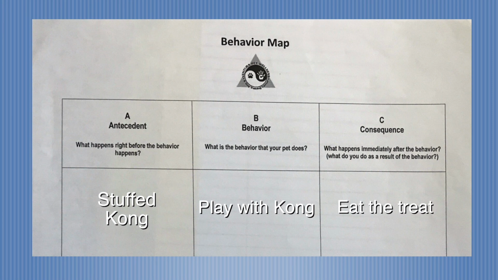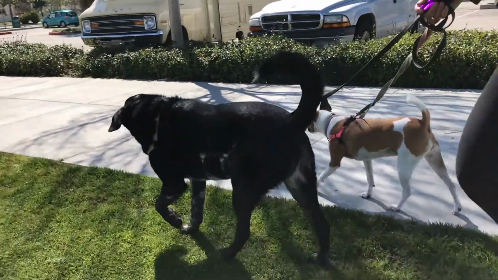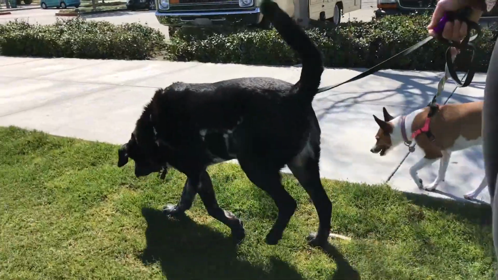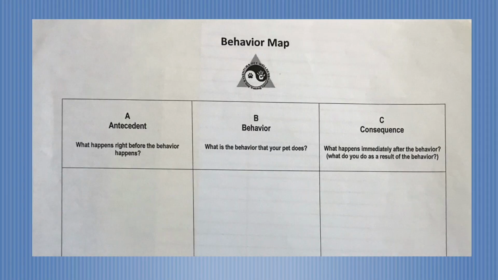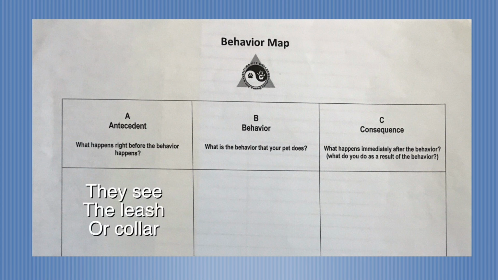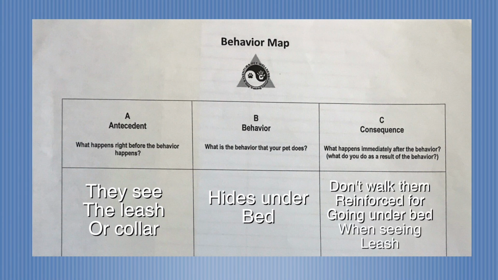You can also look at why your dog is learning or not learning something. A really good example of this is for walks. Sometimes I have dogs who really don't like walks, but the people want them to go on a walk. And so the behavior is, they see the leash or the collar, then the dog runs and hides under the bed, so that would go under the B. The behavior is go under the bed, and if the people give up and don't walk them, the dogs were just reinforced for going under the bed when they saw the leash.